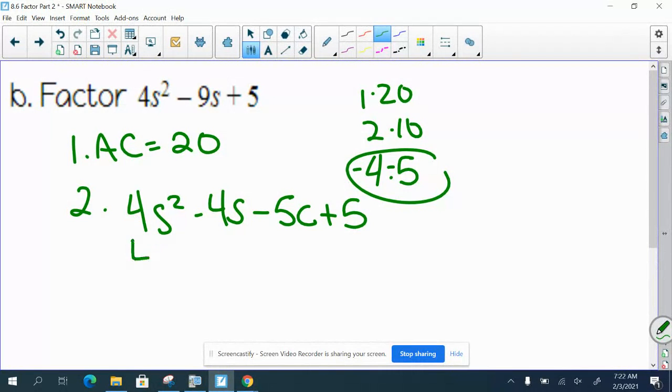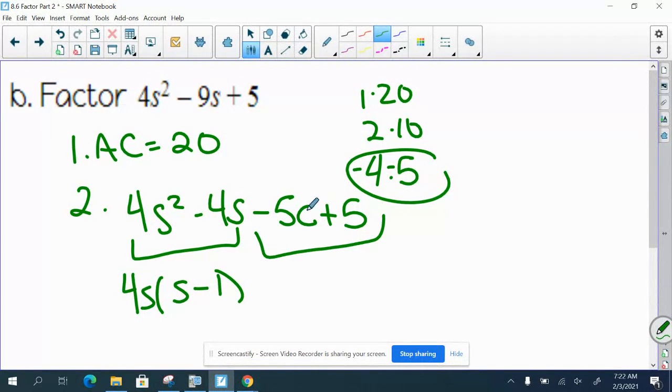So here in this group, I can factor out a 4s, and I'm left with s minus 1. Here I would factor out a 5, but not just a 5, a negative 5. And then I'm left with c, and then this sign flips to negative, and then this just becomes 1 because I pulled the whole 5 out. Oh, s, I'm sorry, I keep thinking c.